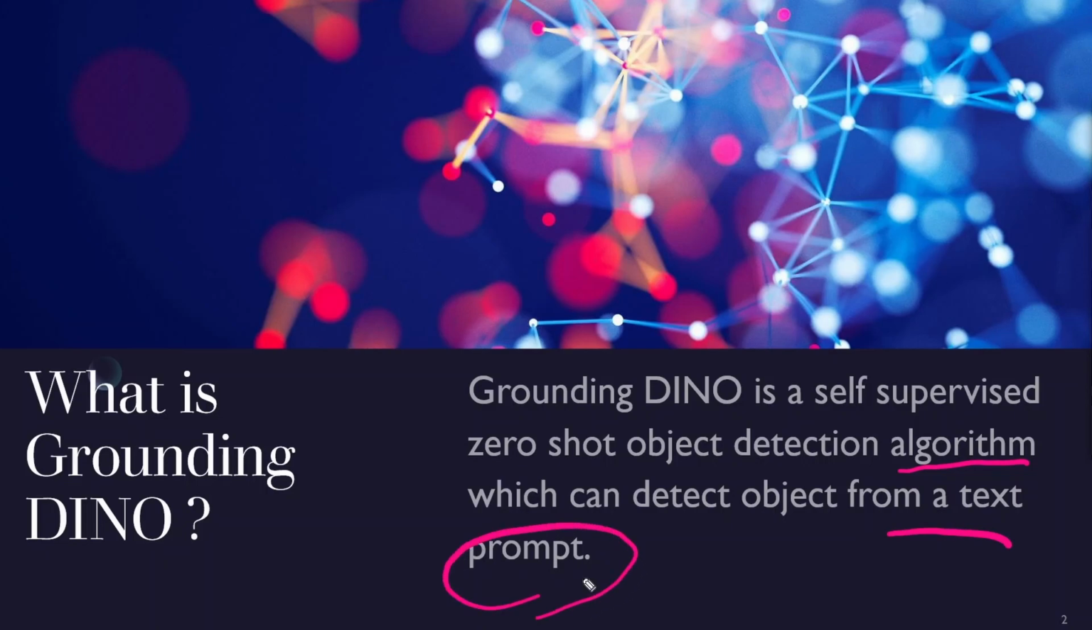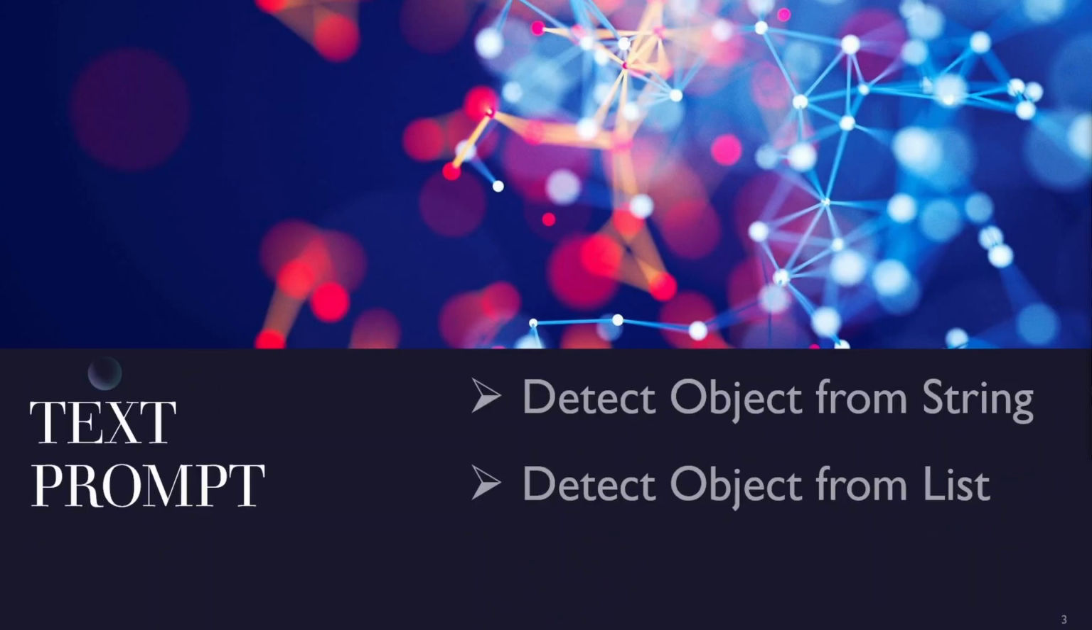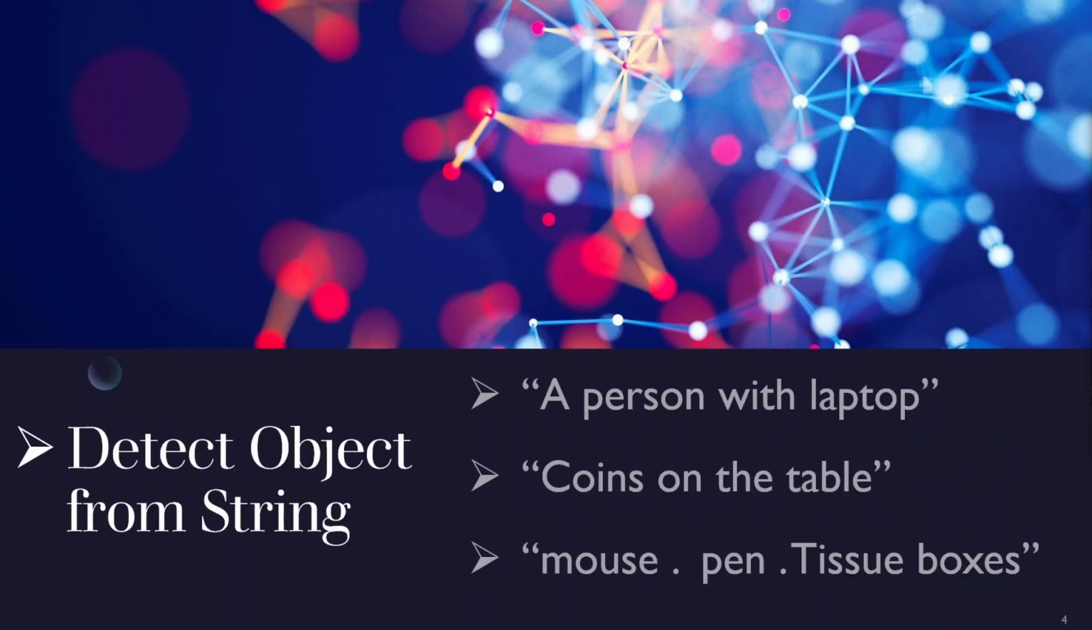So what is a text prompt? Basically, a text prompt may be either a string or a list. This GroundingDINO can detect objects from the string, or it can detect objects from the list. Now we'll see what a list and a string are and how we can detect from them. Let's see with an example. Detect objects from the string.